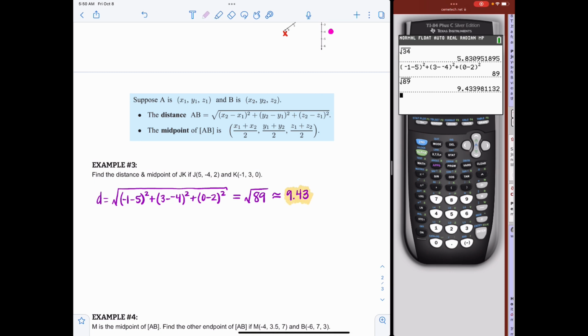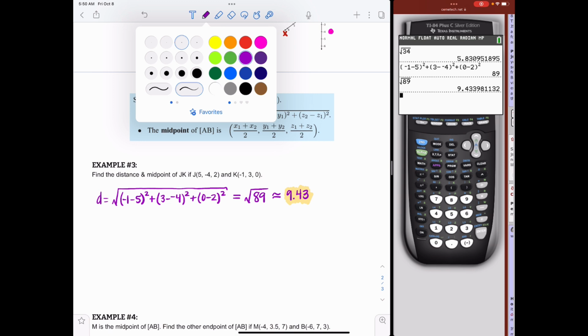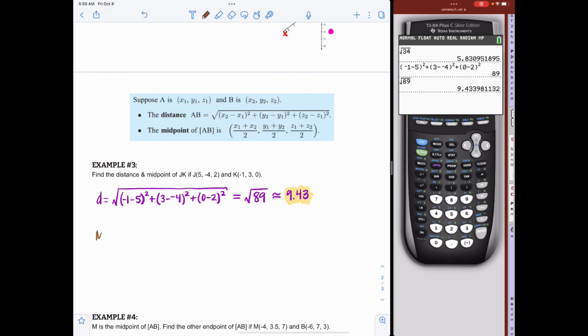For midpoint, remember, you're just adding your X values, dividing by 2, doing the same thing to the Y and the Z values. So if we do that, we're going to have (5 plus -1) divided by 2. Then we're going to have (-4 plus 3) divided by 2. And then we have (2 plus 0) divided by 2.